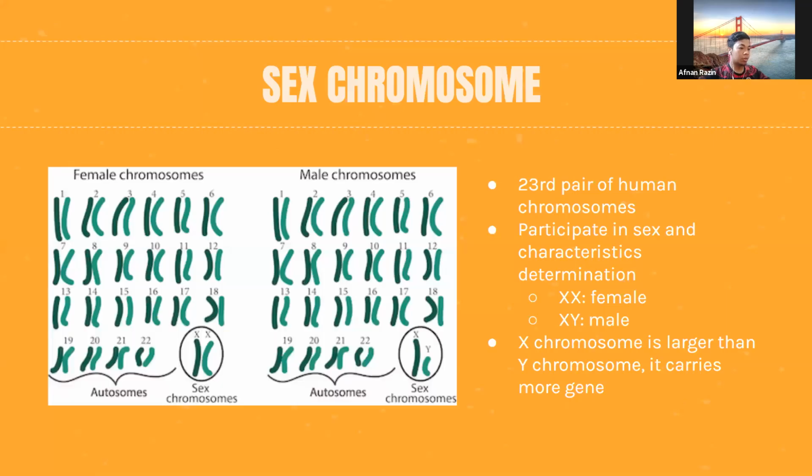So for sex chromosome, it is the 23rd pair of human chromosomes. As we know, humans consist of 22 pairs of autosomes and 1 pair of sex chromosomes. This sex chromosome participates in sex and characteristic determination, XX for female and XY for male. And the X chromosome is usually larger than the Y chromosome, and it carries more genes as compared to the Y chromosome.